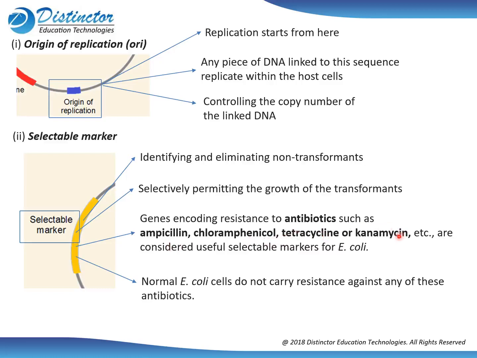Normally E. coli does not carry any resistance gene. So only if they have the plasmid which has the antibiotic resistance gene can they grow on a selective antibiotic medium. By this we can check for transformants and non-transformants.